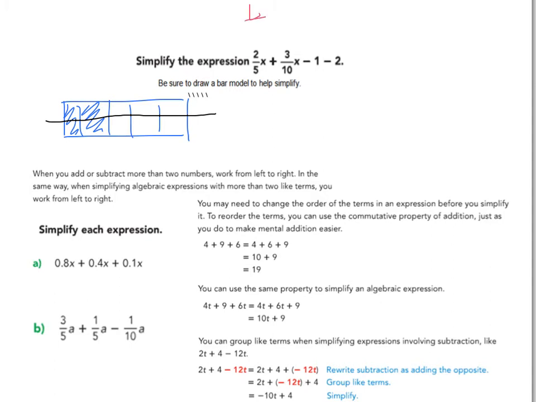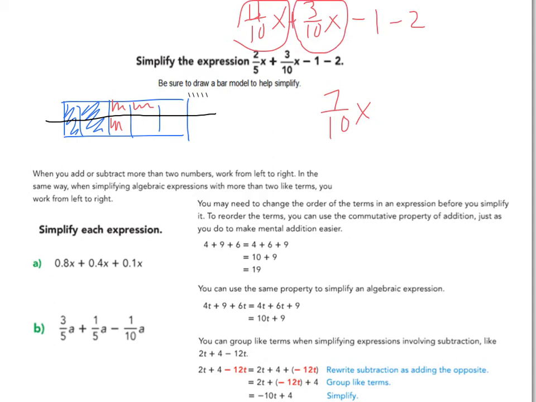So I have 4/10 x plus 3/10 x minus 1 minus 2. So if I start with 4/10 x, and now I'm going to add 3 more tenths to that, so 1, 2, 3. Now I have 1, 2, 3, 4, 5, 6, 7/10 x. That's for my x's. And then for my whole numbers, minus 1 minus 2. If I have minus 1 minus 2, change your signs, you're going to get minus 3.